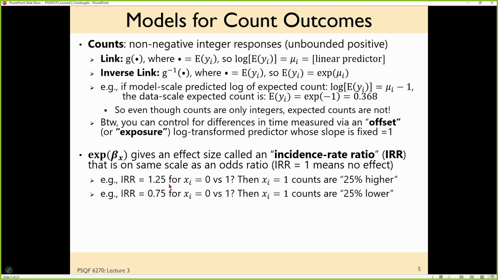Here are some examples of how you might talk about this. If I have an IRR of 1.25 for the addition of a characteristic versus not having it, then I would say people who have it, their counts are 25% higher. If it's a negative relationship, I might say people who have this are 25% lower. This is also something you can commonly ask for in software that I don't usually see reported, but if you want to provide effect sizes this way, you can.